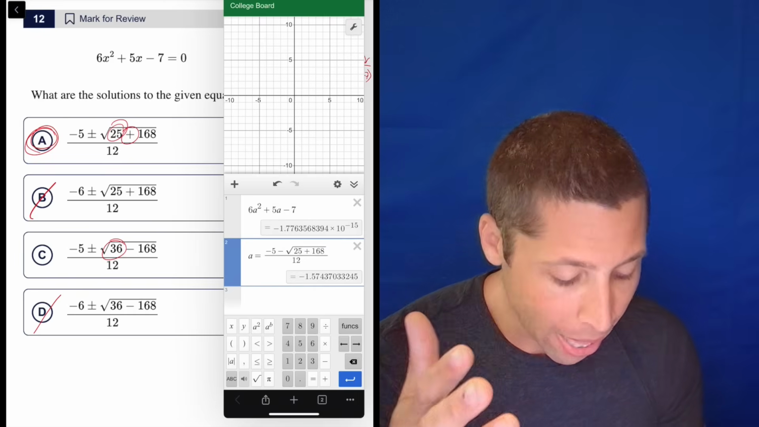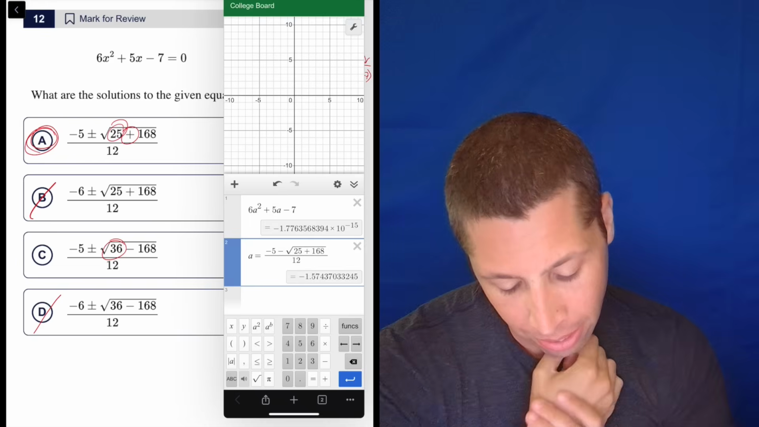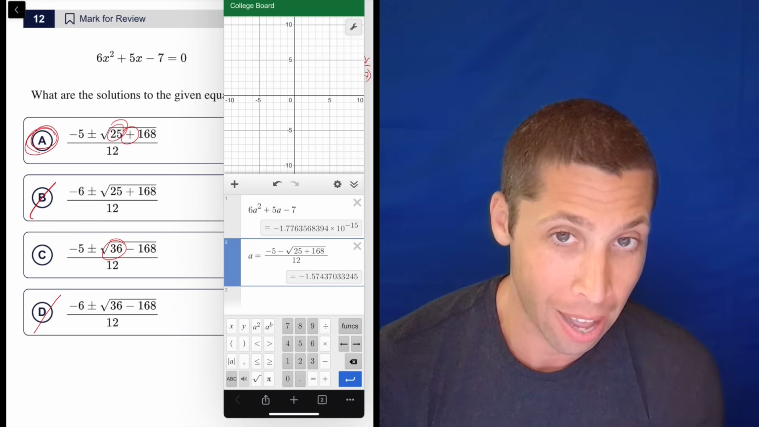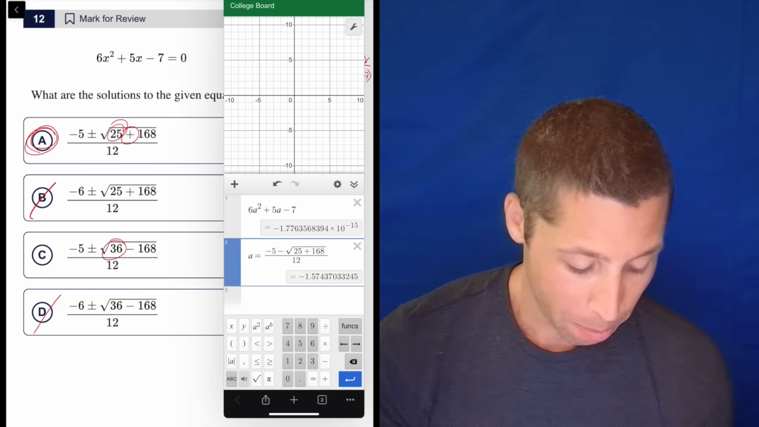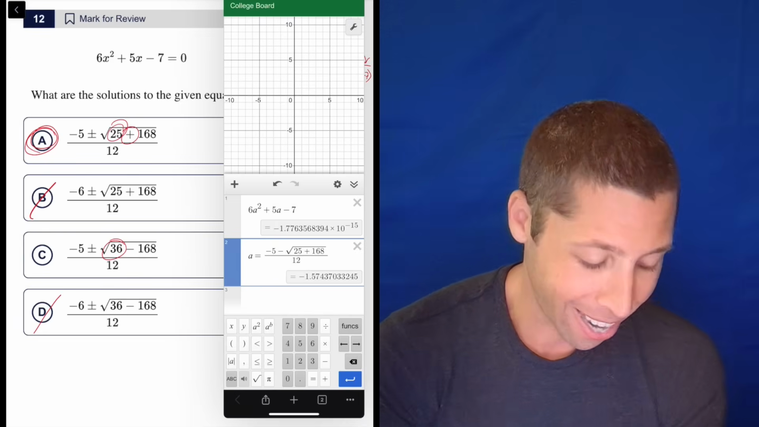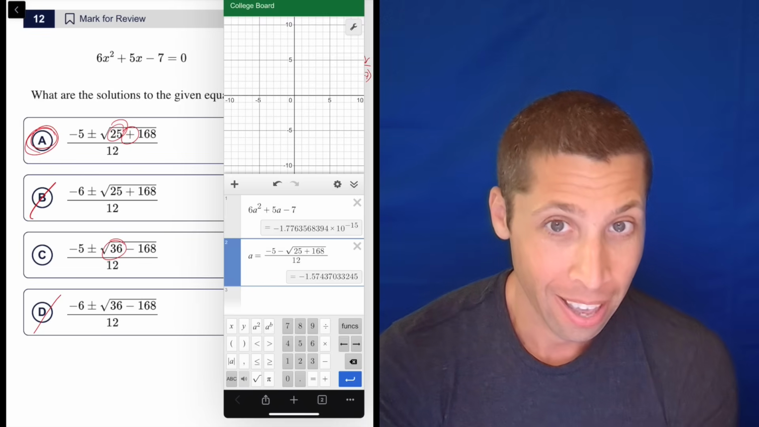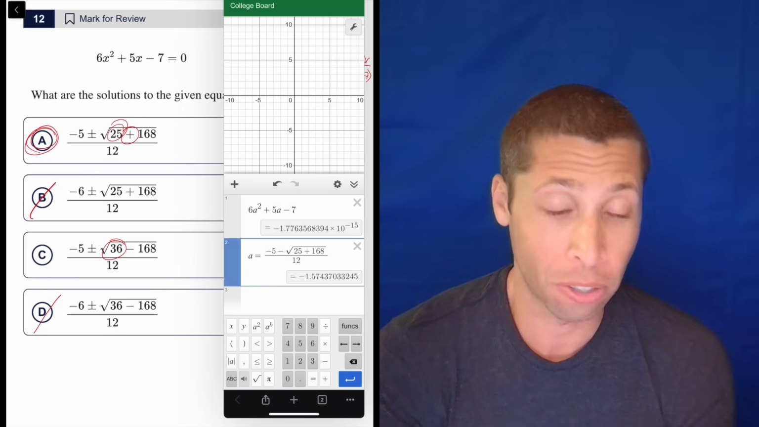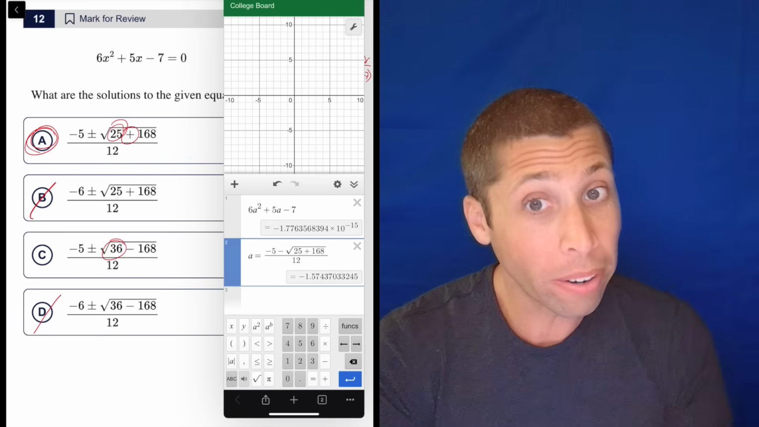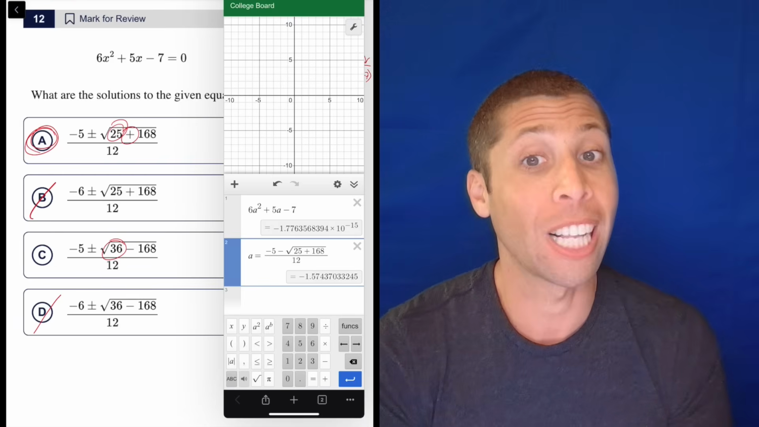And I'm glad I did this because a lot of you might look at that negative 1.776 blah, blah, blah, and think, oh, that's not 0. But notice it's scientific notation, and it's times 10 to the negative 15th. That's 0.00000000000000 before we even get to the messy decimal. So it's very, very, very small. It's very, very, very close to 0.